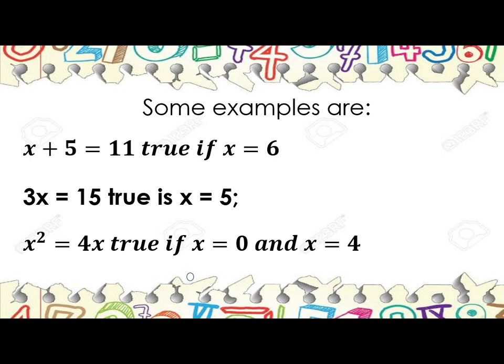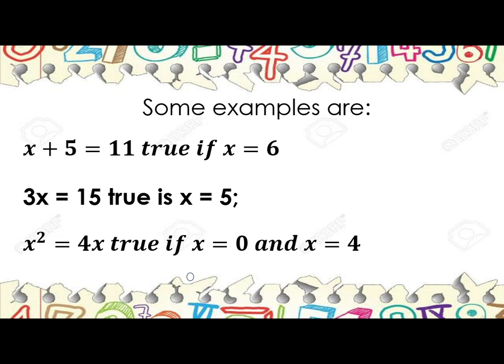Example of conditional equation. Another one for you to understand is the third one: x squared equals 4x. When will this be true? If you have a condition wherein x is equal to 0, and another x value, which is 4. So it can be both, 0 and 4. If x is equal to 0 and 4, then this statement is true. This is correct, and it is aligned with the conditional equation.